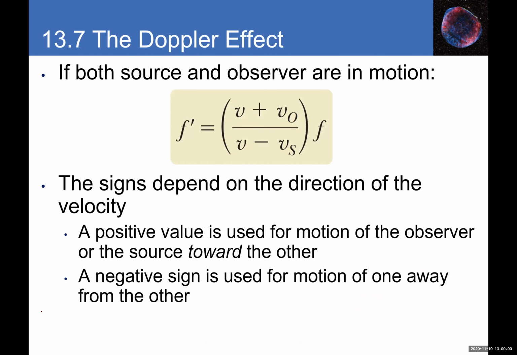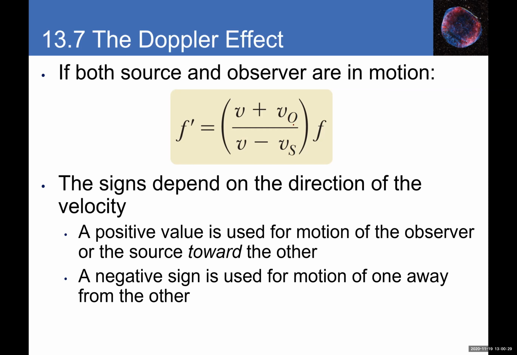Now here's a more general equation. If both source and absorber are in motion, then you can use this equation: f prime equals (V plus V naught) over (V minus Vs) times the frequency, where V naught is the velocity of the absorber. Now the sign depends on the direction of the velocity. A positive value is used for motion of the absorber or the source toward the other, and the negative sign is used for motion away from one another.